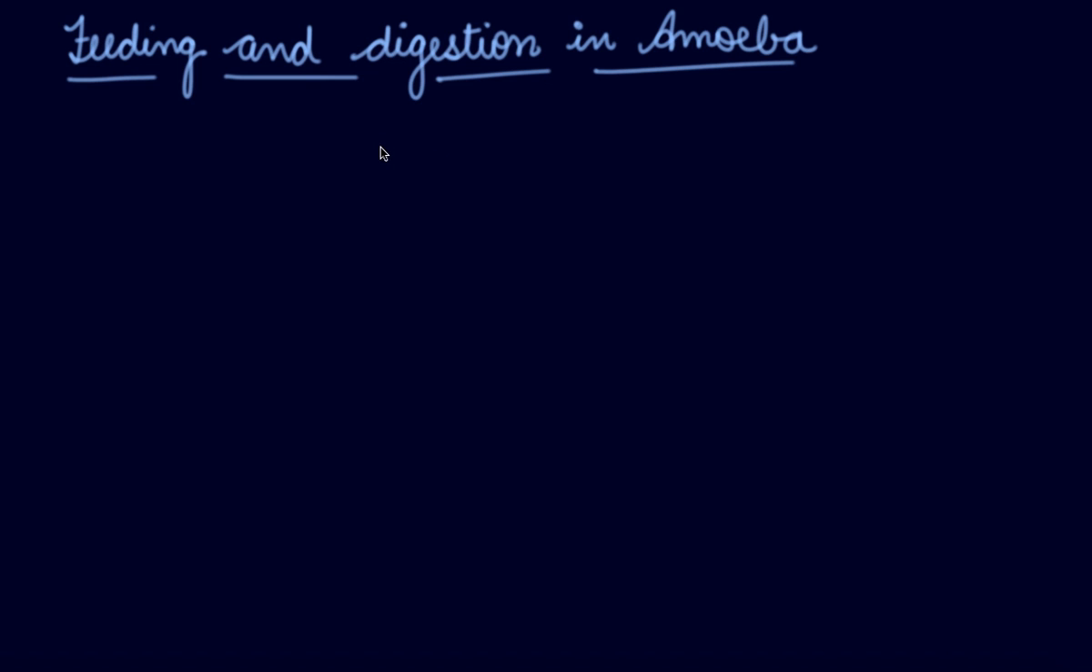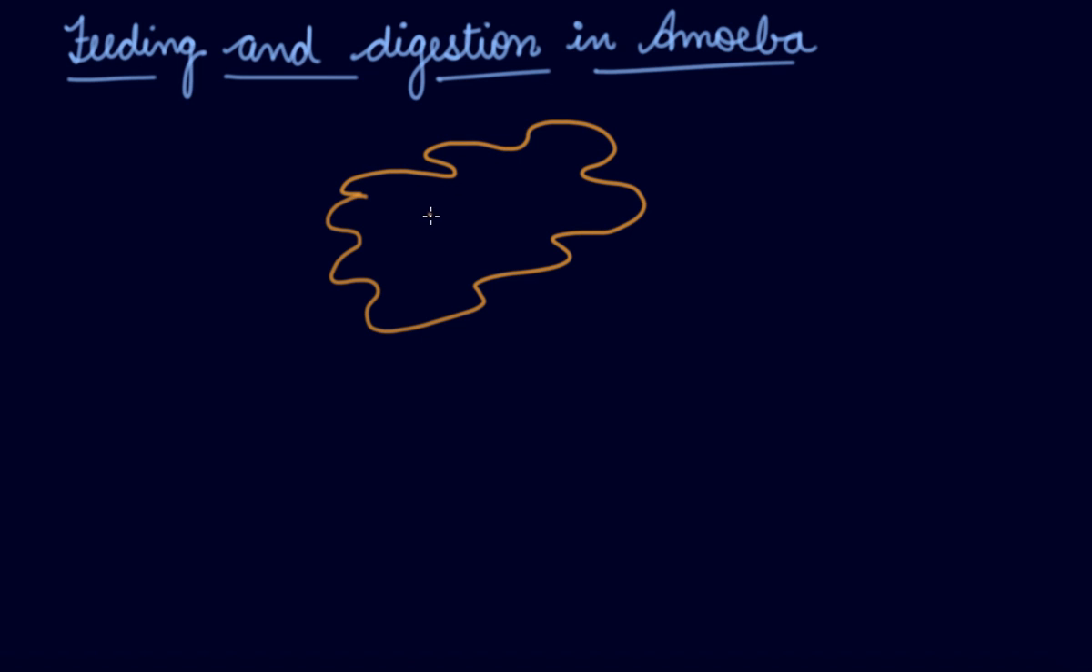In this video, we will be studying about feeding and digestion in amoeba. Now see, amoeba is a single cell organism. It is made up of a single cell. Now this is how amoebas are. These are the nucleus. This is how amoeba looks like.